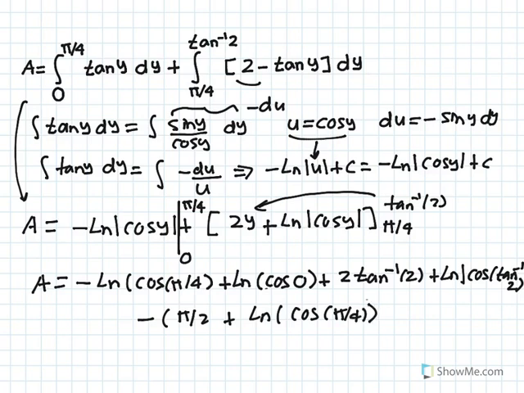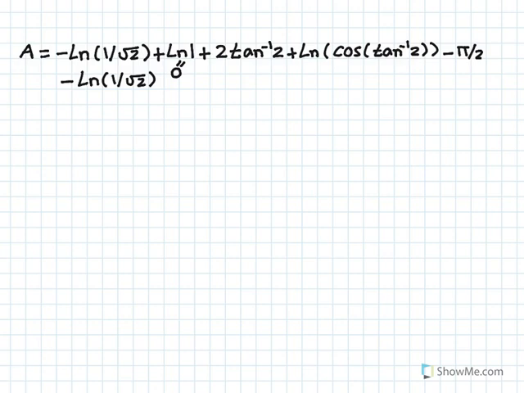All right, so we do have to do lots of simplification. For example, cos of pi over 4, that's just going to be 1 over root 2. And cos of 0 is 1. Log of 1 is 0. And cos of pi over 4 again is 1 over root 2. Okay, so if we simplify this, we're going to get area is equal to minus log of 1 over root 2 plus log of 1 plus 2 arctangent of 2 plus log of cosine of tan minus 1 of 2 minus pi over 2 minus log of 1 over root 2.